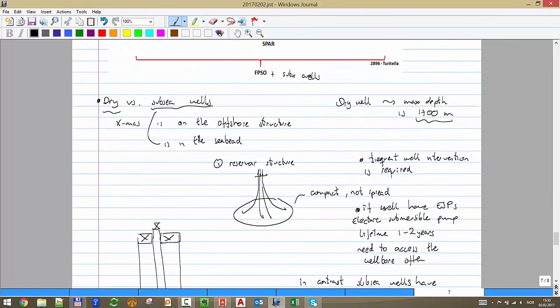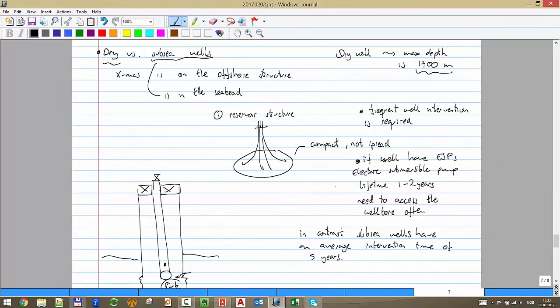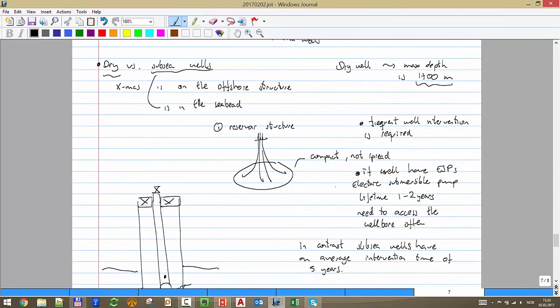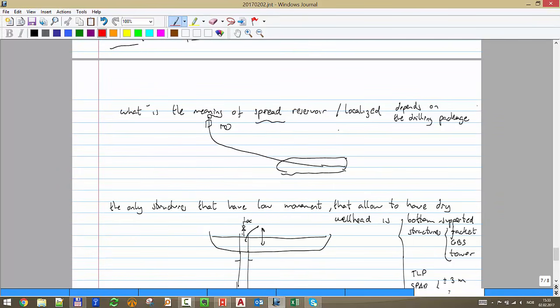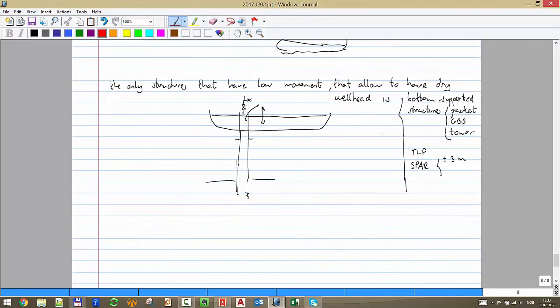So let's see, in the seabed, reservoir structure, let's try to make some order. I choose dry Christmas trees if... it depends on the drilling package. And so that really limits our choice.